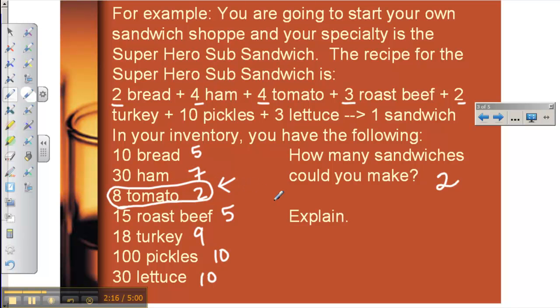That tomato is our limiting reactant. Everything else is in excess. We have more than we need, okay, and you're going to have some left over. So we could figure out if we could only make 2 sandwiches, we would only use up 4 pieces of bread, so we'd have 6 pieces of bread left over. So we're going to do this using our stoichiometry.